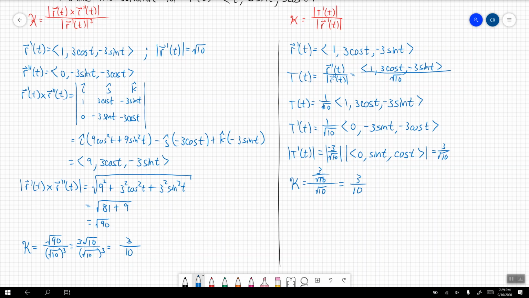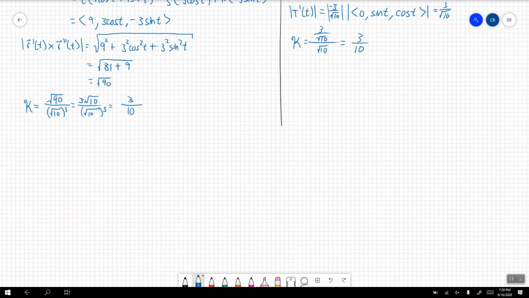So again, we want to keep in mind that there are different ways to get this curvature, and one way is not preferred over another. It's just whichever one we feel like working with, that might get us those results at a faster time.